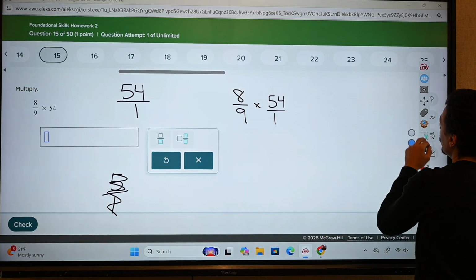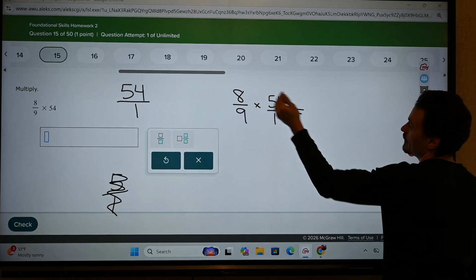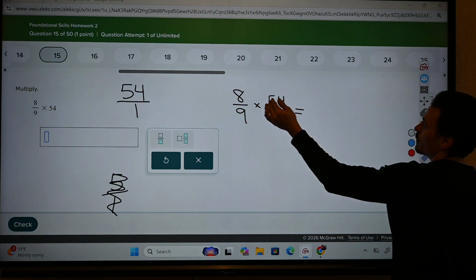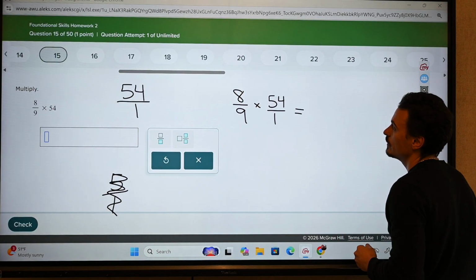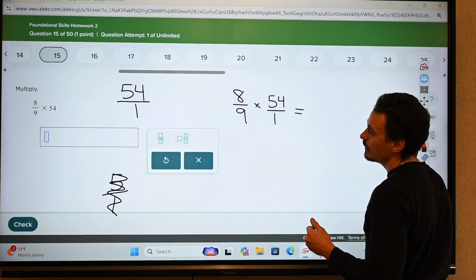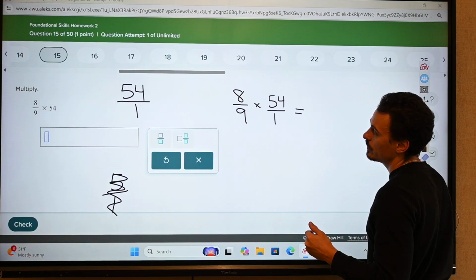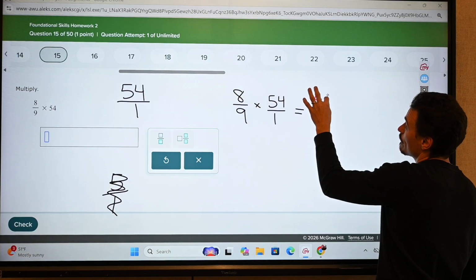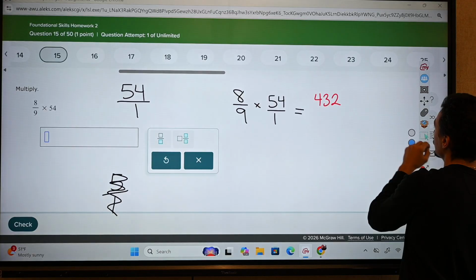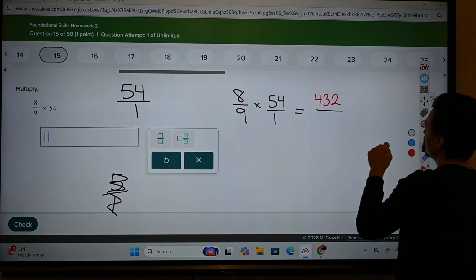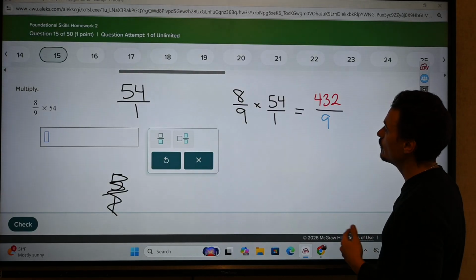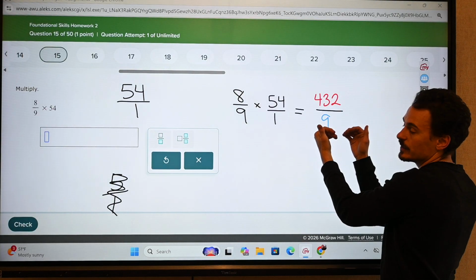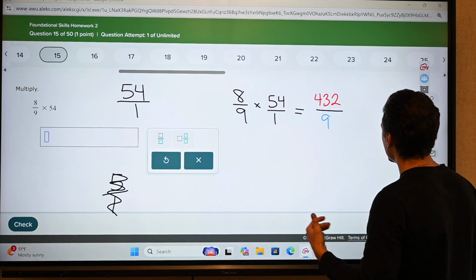Okay, now, to multiply fractions, you're going to multiply the top. Multiply the top. 8 times 54, do it in your calculator. Totally fine. I think you get 432. Okay? Over 9 times 1 is 9. Right? Then you would want to see, is 432 divisible by 9? Okay? I don't think it is.